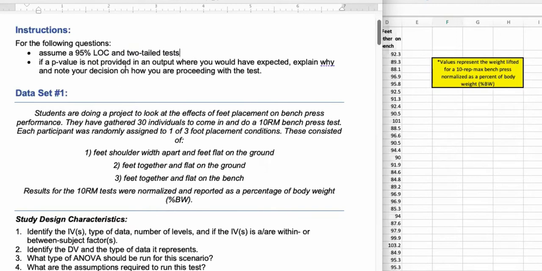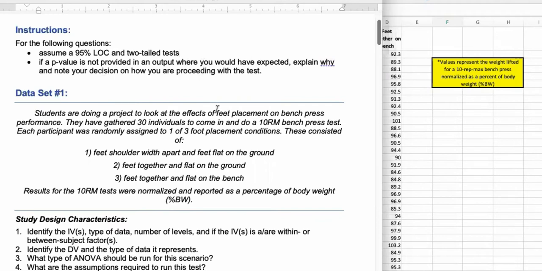I have this note and it'll apply to the exam as well. I'm pretty sure I've checked everything, so we shouldn't have any cases where there's not a p-value when there should be one. But if a p-value is not provided in the output, and you would have expected one, just explain why it's not there, and then note your decision on how you're proceeding with the test.